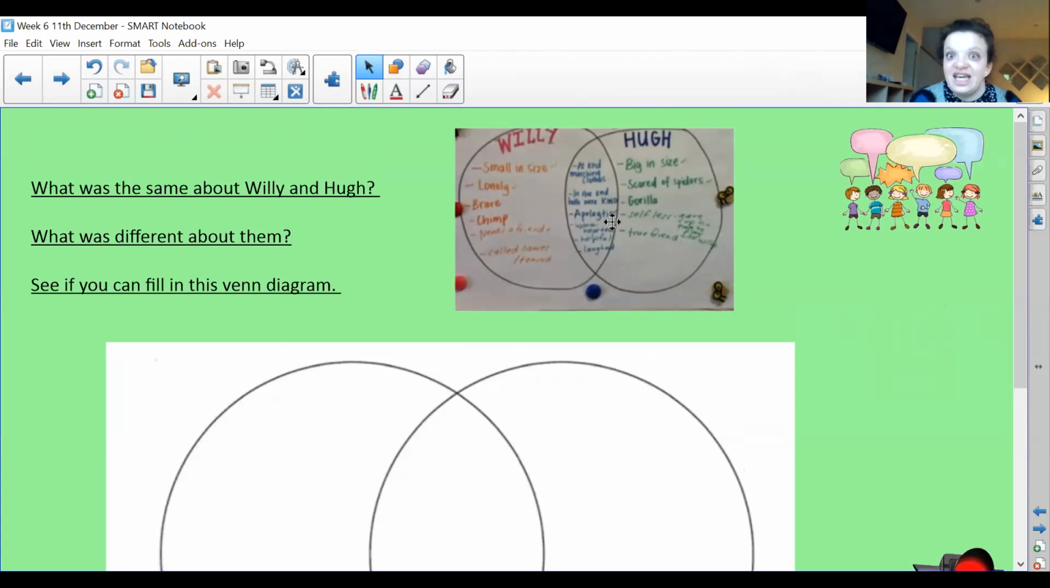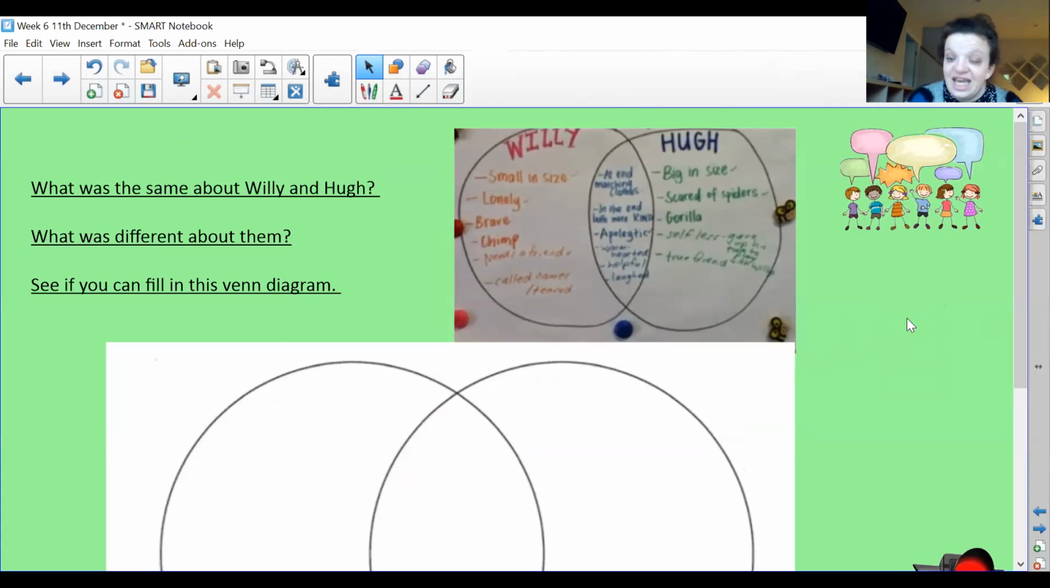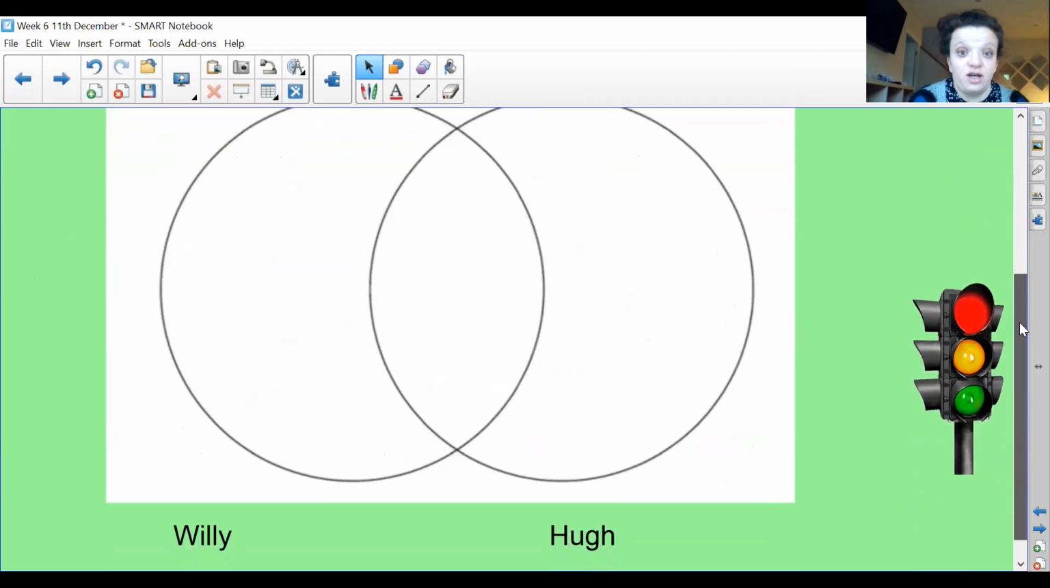So they were both apologetic, which means they both were saying sorry a lot. I'll make that a bit bigger, I'm not sure you can see it. They both were apologetic. Willie was small and Hugh was big. Willie was lonely and scared of the bullies, but Hugh was scared of the spiders. They helped each other out. Willie was able to read, and so he read to Hugh. But they were both helpful, they both liked to laugh, and at the end they were both wearing the same clothes. So in this Venn diagram, like we've done in history, in this side of your Venn diagram, you're going to write all the things that were different about Willie to Hugh.